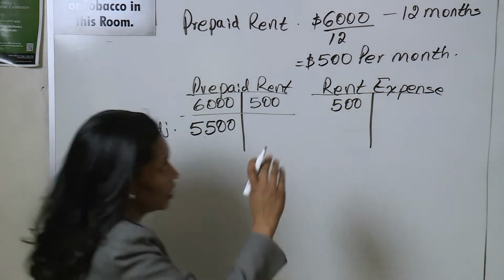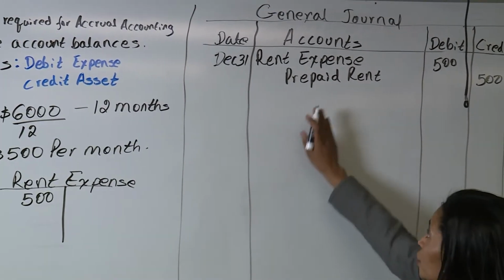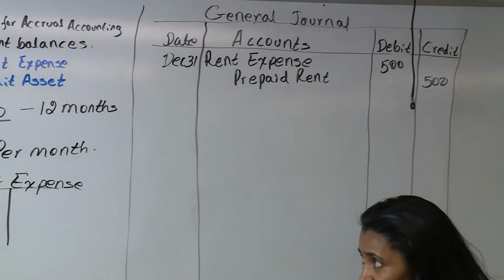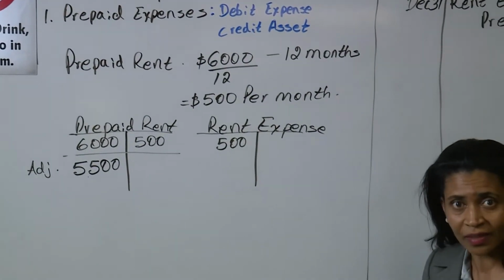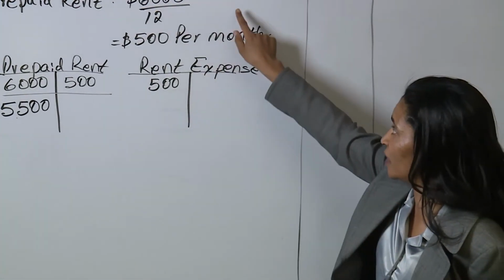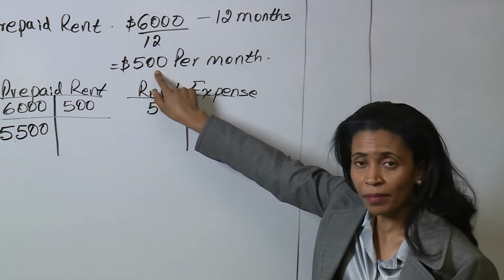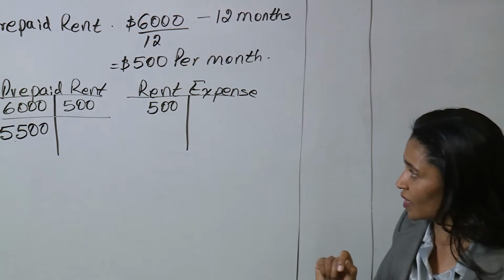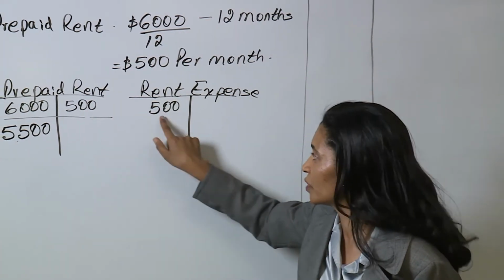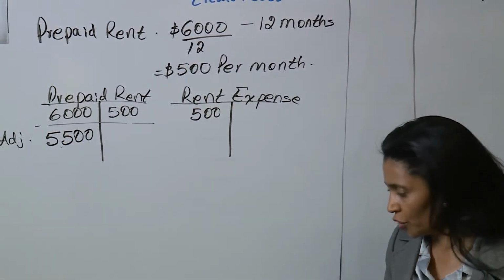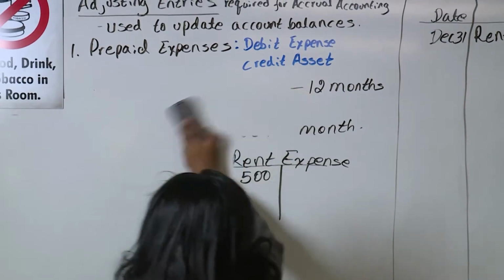So that is the first adjusting entry that we prepare for the prepaid account. That's prepaid rent. By the way, prepaid insurance will be exactly the same way. You just divide it by how many months you paid it for, and then you take that 1 month's amount. If 1 month has passed, then you take it out of the prepaid insurance account and put it as your insurance expense. This is our first adjusting entry.